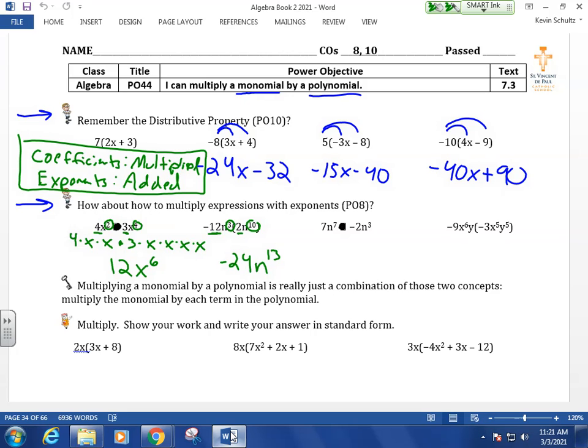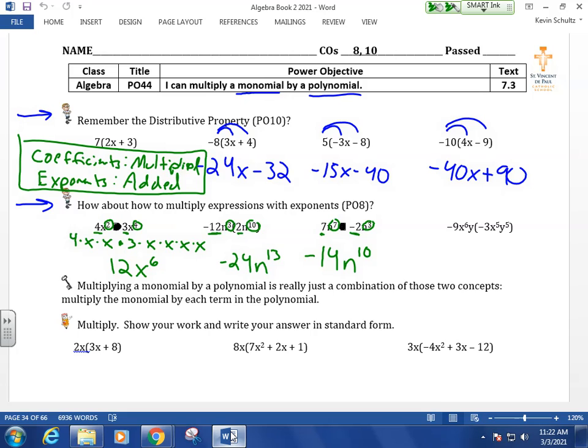All right there. Lauren. Negative 14n to the 10th is correct. Negative 14 comes from our coefficients, 7 times negative 2. And the 10th comes from the sum of our exponents, 7 and 3.